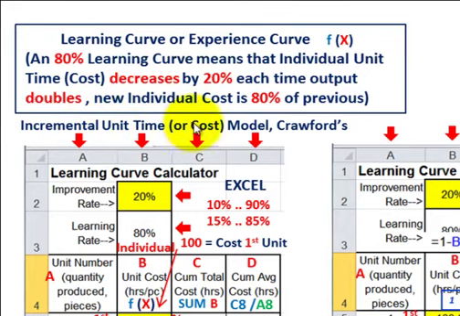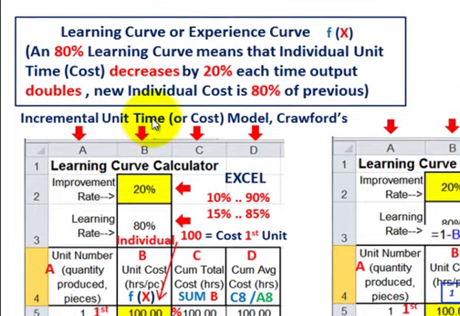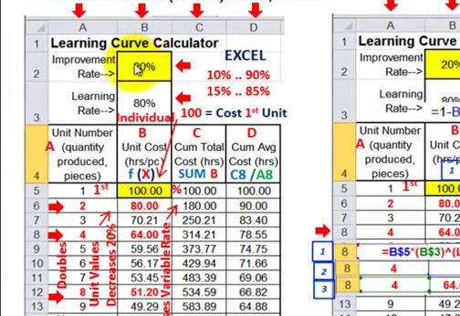But what we're going to be doing in this case, we're going to be looking specifically at the incremental unit time or unit cost model, the Crawford model. There's the cumulative average model, and then we've got the incremental unit time model, not to confuse them. But we're going to be specifically looking at this incremental unit time model because it's a bit different than the cumulative average model.